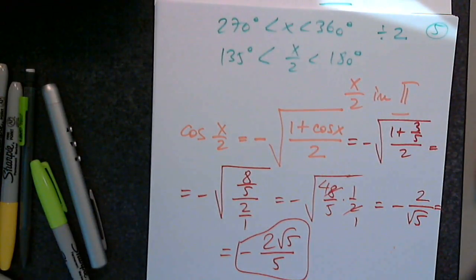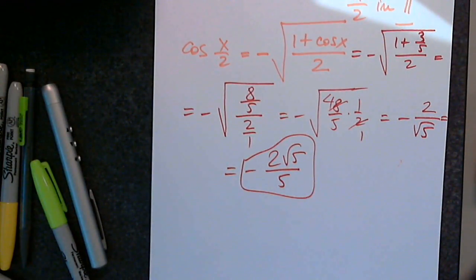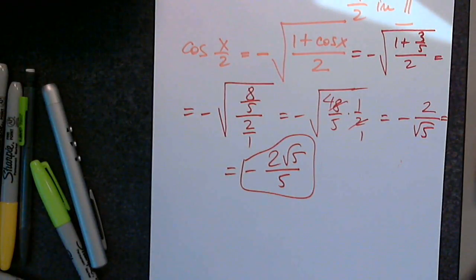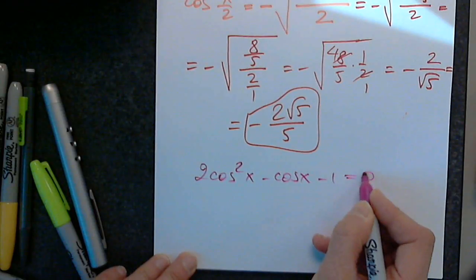You want to look at trig equations? You want to look at lowering the power? Which one? 11. You said 11? Very good, 11. So 2 cosine square x minus cosine x minus 1. Good.